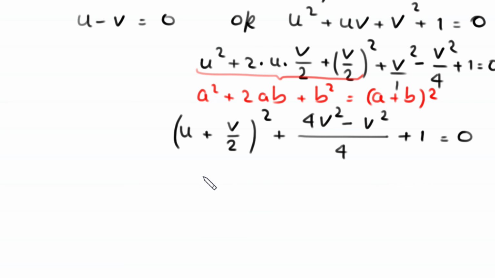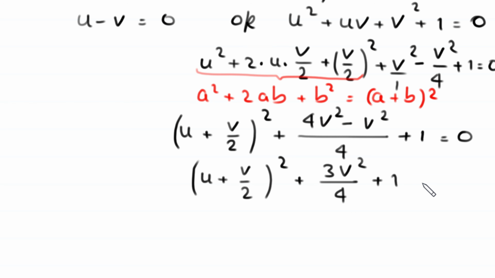Further simplify, this will become u plus v over 2 whole squared plus 4v squared minus 1v squared will become 3 times v squared divided by 4 plus 1 equal to 0. Now this u plus v over 2 whole squared is always greater than or equal to 0, and this 3v squared over 4 is also always greater than or equal to 0.